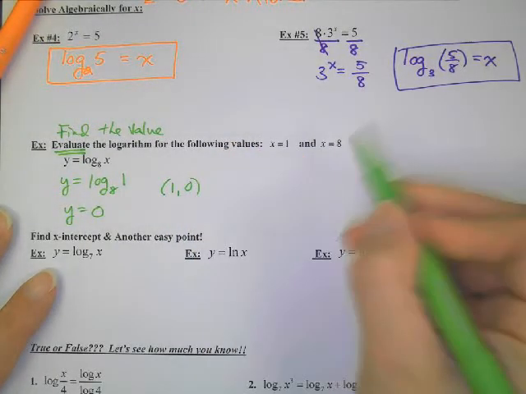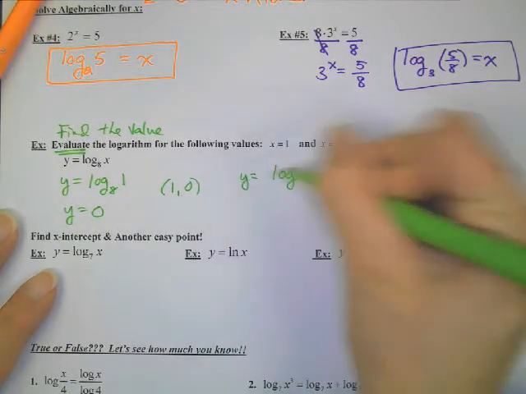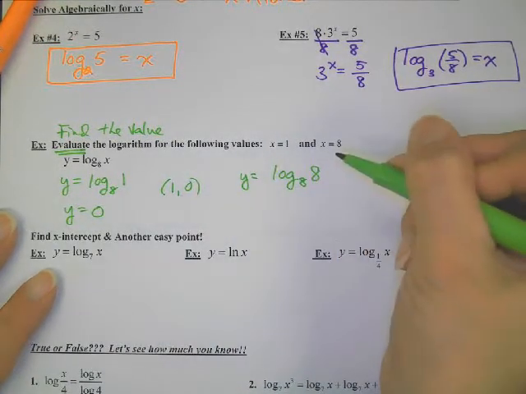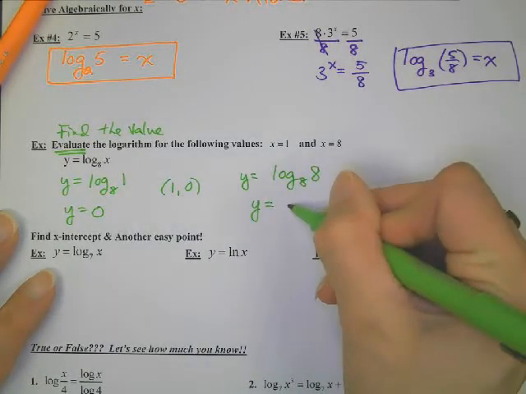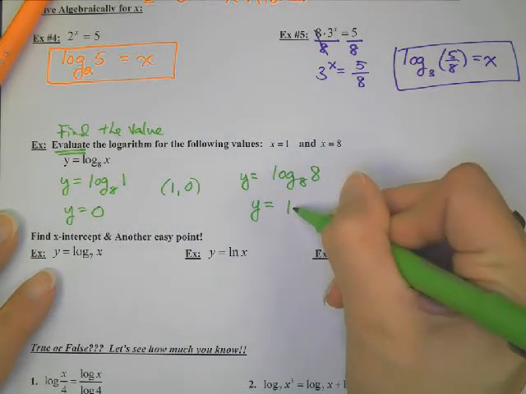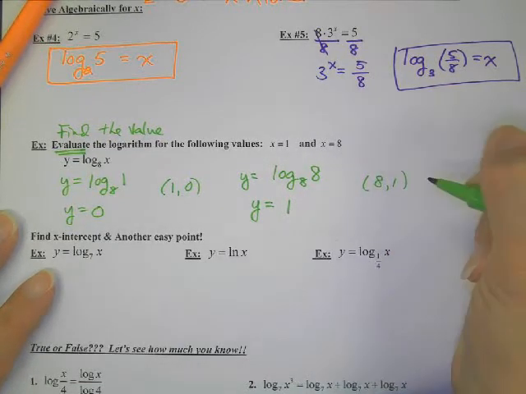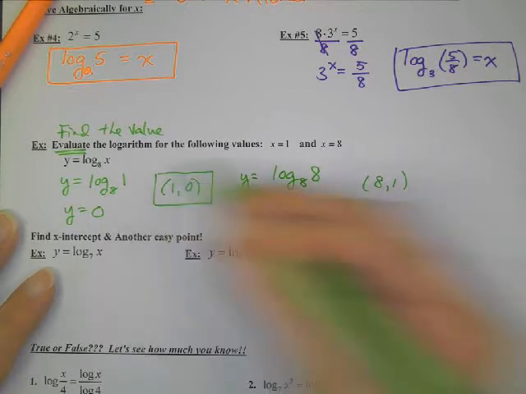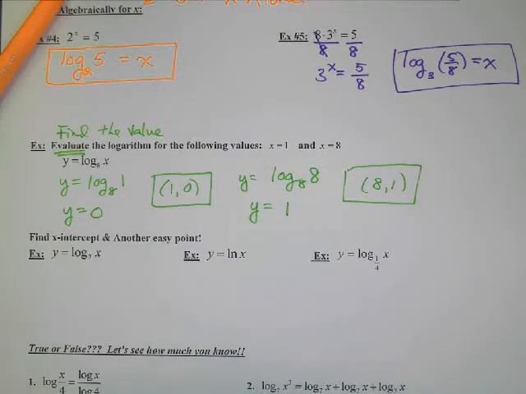All right, now they want us to plug in an 8. So now I'm going to do y equals log base 8 of 8. Hey, when the base is the same as the number inside, what does that come out to be? Just a 1. So now we found the point 8, 1. All right, here are the two values. We found some points.